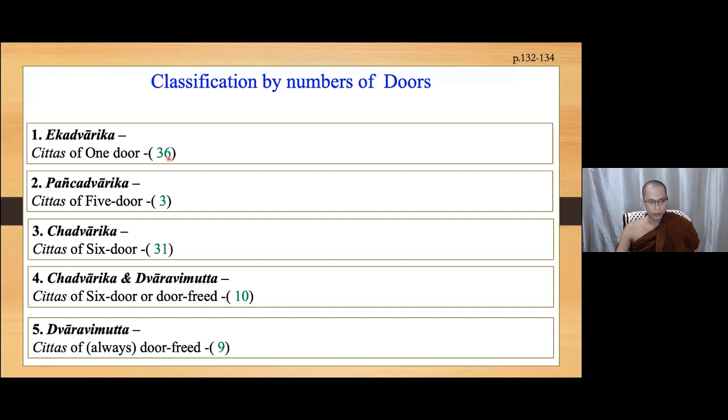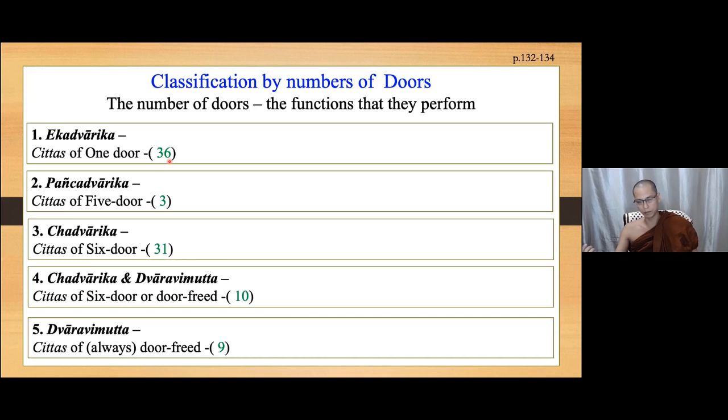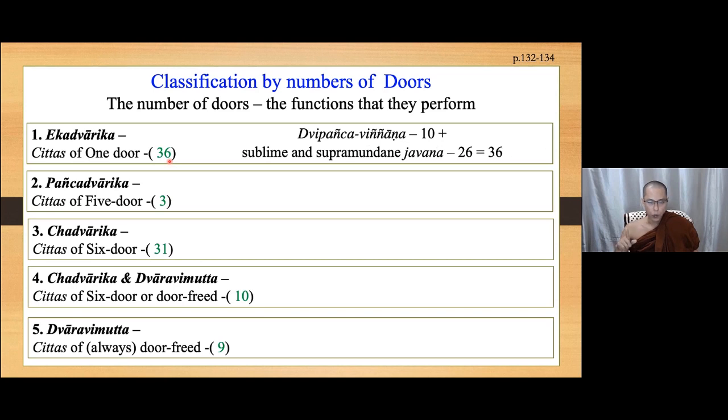So in each group, they have a specific number. We can count them, because the numbers of doors depend on the function that they perform. So the first one, the Ekadvarika Chitta, the one door, is 36. So what are the 36? Dvipancha Viññāna 10 and the sublime and supramundane Javana 26.